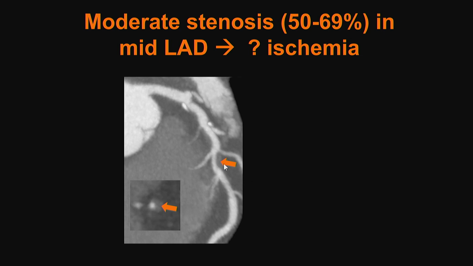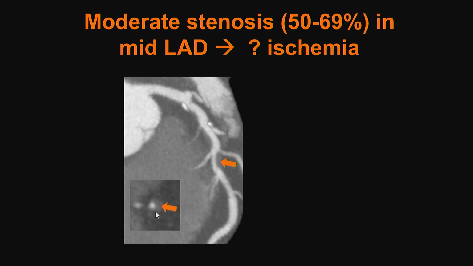In this particular lesion, because we're using a 3D workstation, we can look at it en face. So what you can see here is the contrast-filled lumen. And all the way around it, we can see a large amount of non-calcified plaque. There's no calcium here. In fact, this would be an example of positive remodeling as well.